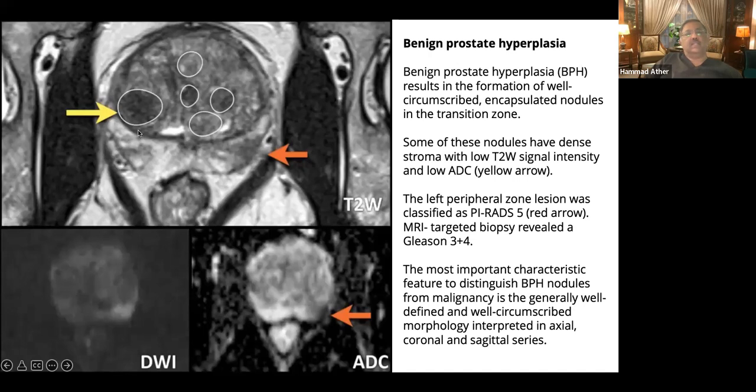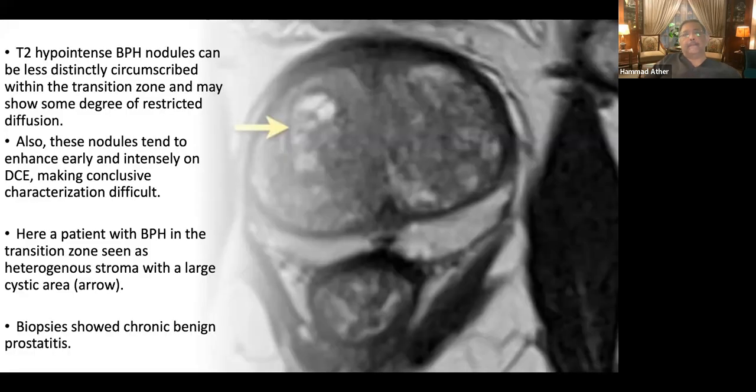This is the surgical capsule. These are the so-called BPH nodules. If you look here, this is a highly suspicious area, and it is clearly represented on ADC and DWI. In all these sequences it is represented, and it is a highly suspicious lesion, categorized as PI-RADS 5. Here is another example of a BPH nodule.